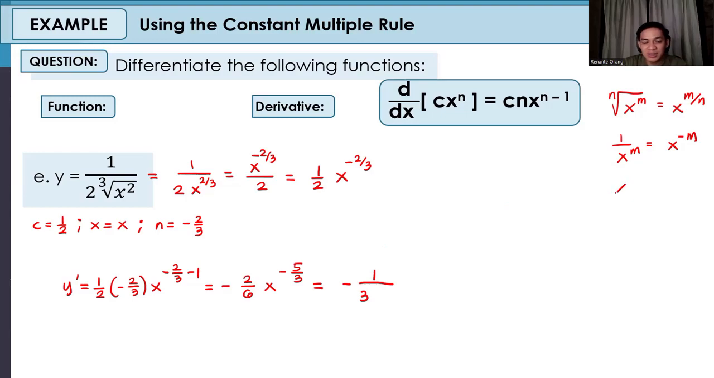Tapos, take note that x raised to the power of negative m, pwede mo siyang ilagay sa baba, magiging x to the power of positive m. So, eto, magiging x to the power of 5 over 3. Final answer. So, take note, nilipat natin sa baba kasi for our final answer, dapat walang negative na exponent.